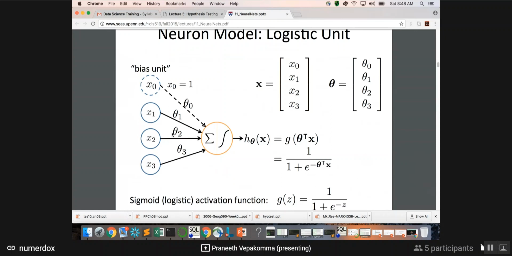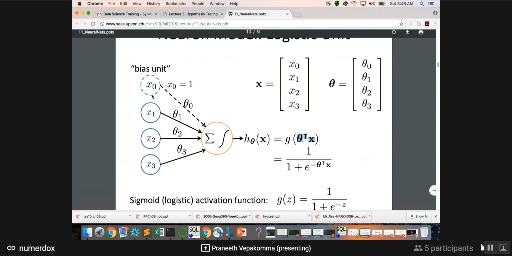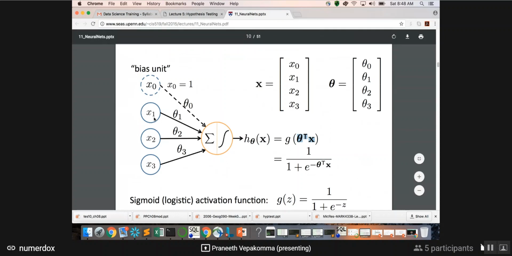Theta 1 times x1, theta 2 multiplied by x2, theta 3 multiplied by x3. You sum all those four products. So it is theta naught x naught plus theta 1 x1 plus theta 2 x2 plus theta 3 x3. That is the operation happening here in terms of the sigma, which can be written in matrix multiplication form. This is a row vector theta times x. You know how a matrix multiplication happens, which is the same as this sum of products. So it is written more succinctly like this.